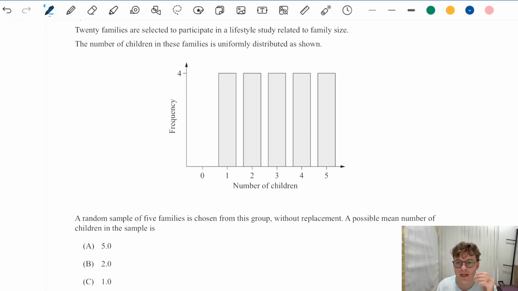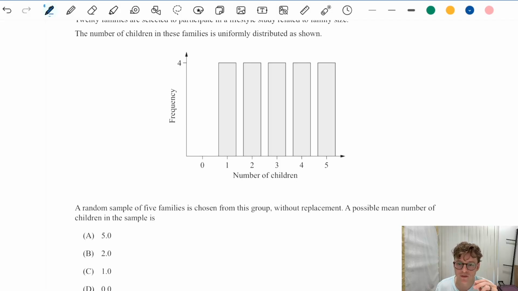I'm told that 20 families are selected to participate in a lifestyle study related to family size. Okay, so they've all got the exact same frequency. There are 4 families with 1 child, 4 families with 2, 4 with 3, 4 with 4, 4 with 5. A random sample of 5 families is chosen from this group without replacement. A possible mean number of children in the sample is, and we're given 4 options.